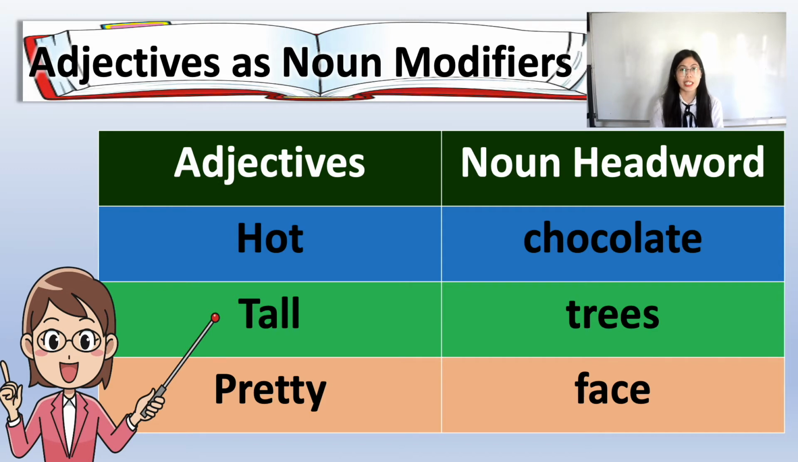Another example is tall trees. Trees is the noun head word because the one that is described as tall is the word trees. We also have another example of a noun cluster, pretty face. Face is the noun head word because it is the one being described. If you're going to ask what is described as pretty, the answer is the face.